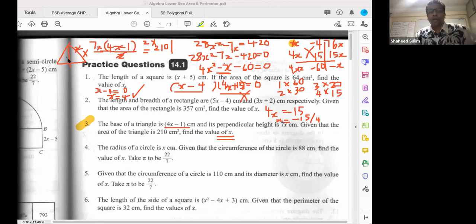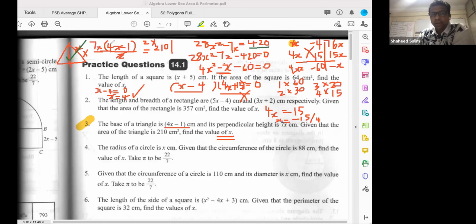Inshira and Shafi, do you understand this part? Base times height divided by 2 is equal to 210. You understand this part? Okay. So now we get rid of the 2. Times by 2, times by 2. The 2 disappears. You must also times this by 2. So this one becomes 420 down here.